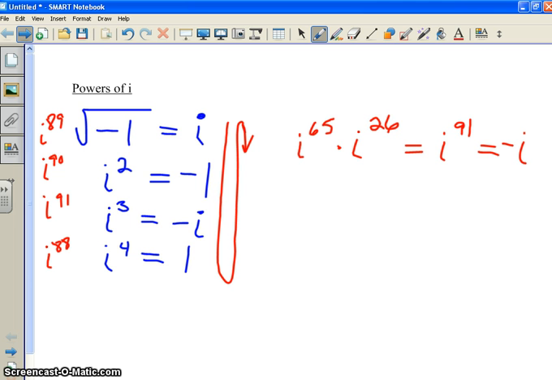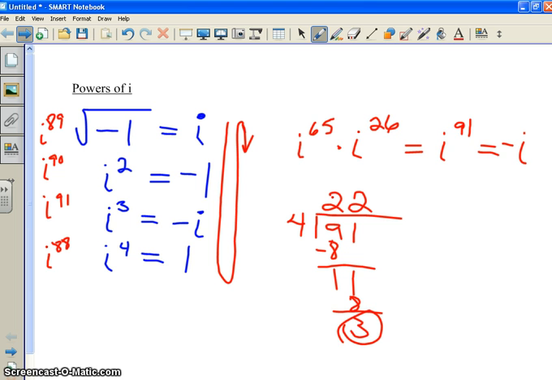Or my other option is to long divide 91, that exponent. Let's find out how many full cycles of 4 we're going to go through. We're going to go through 22 full cycles with 3 left over. So i to the third is going to be my answer, which also gives me -i. You've got your choice of which way you want to figure those out.